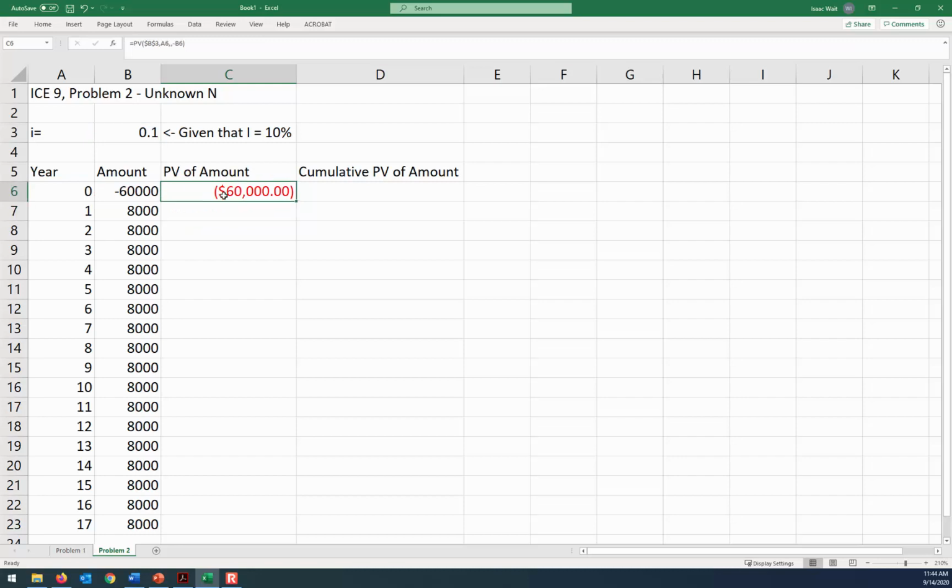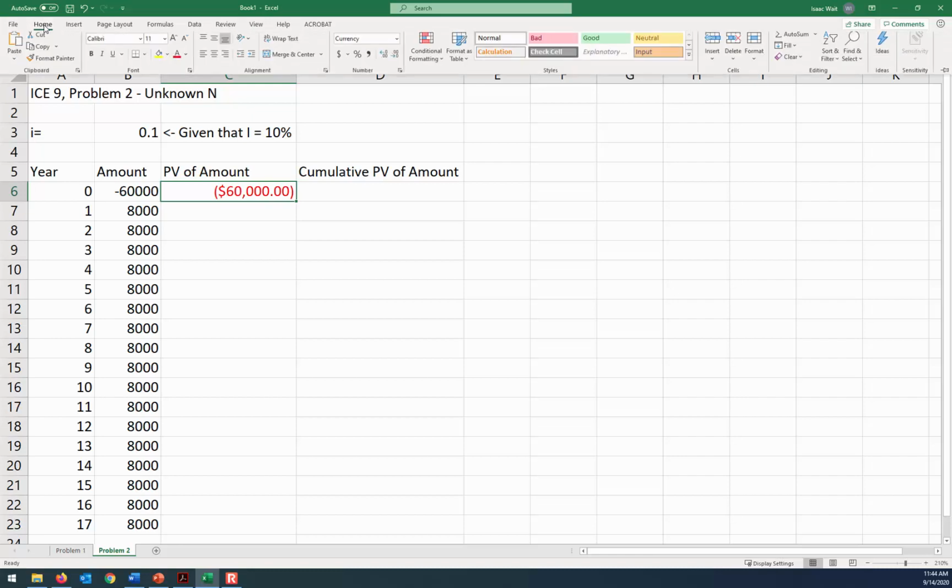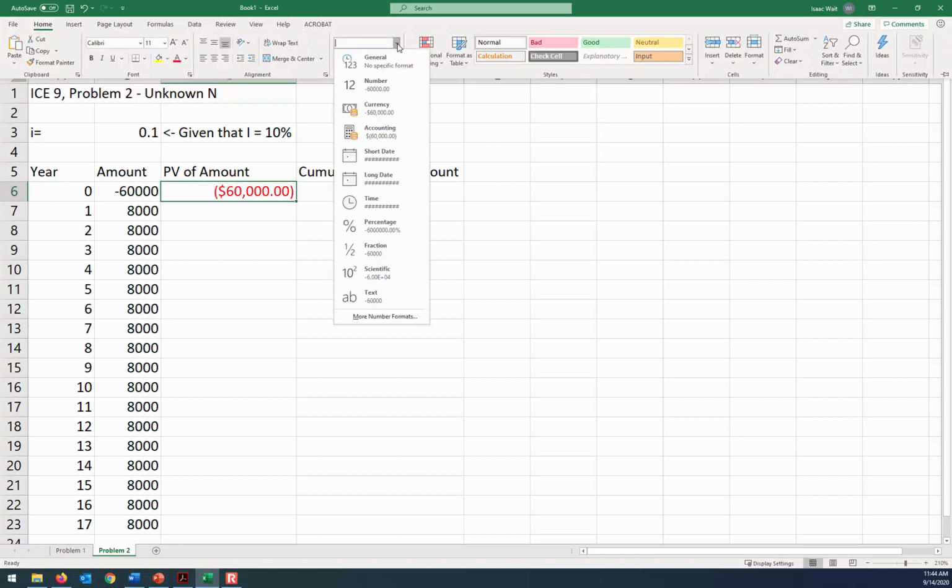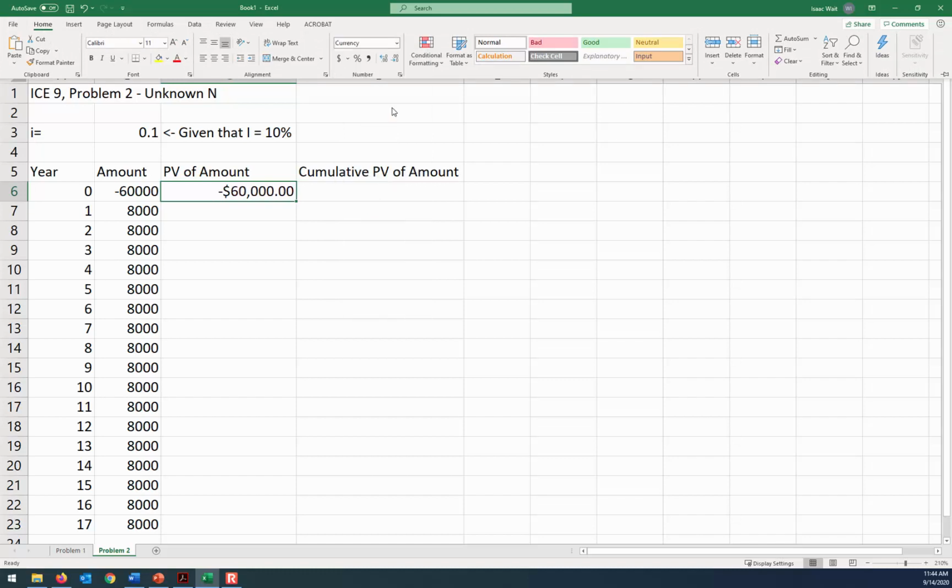It's not smart enough to format things nicely by default. I don't like the red and the parentheses. I think it's better if we change it. Just click on currency, and now it has the minus, and it's not red anymore.